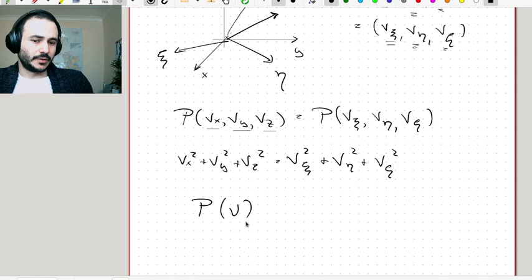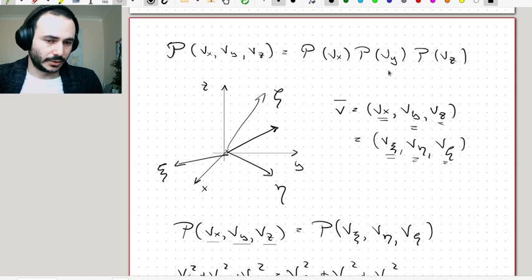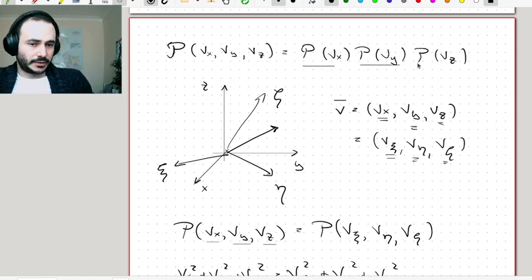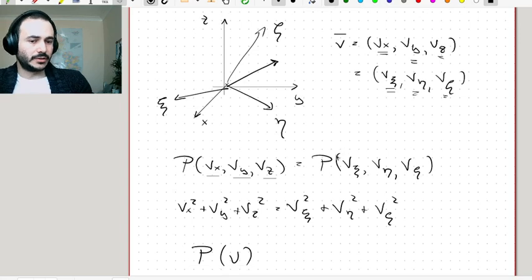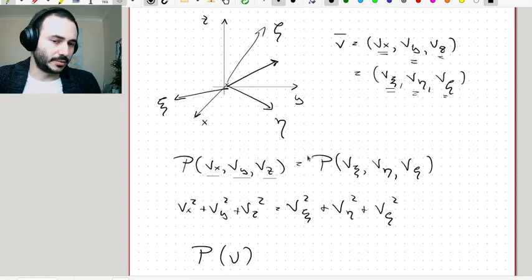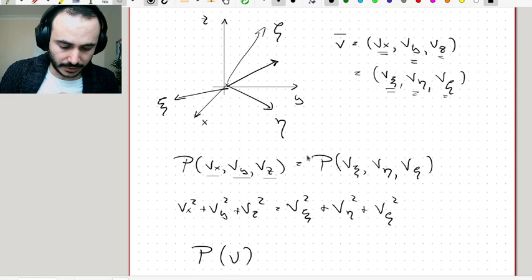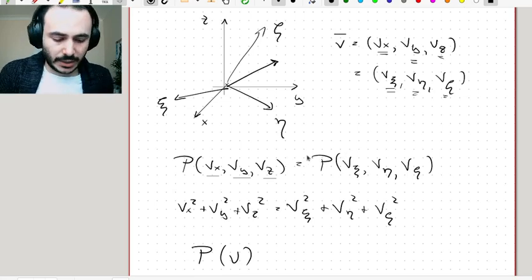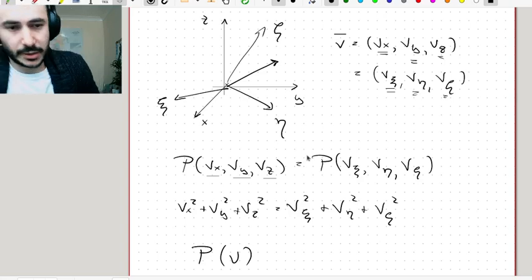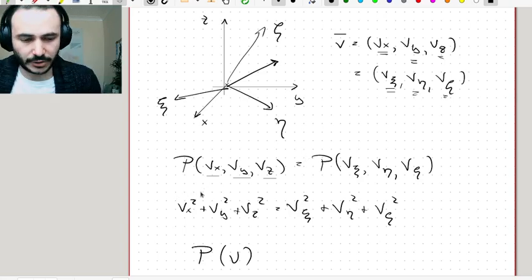It must depend only on the modulus. It cannot depend on individual components. And it has to factorize. And the different factors have to be identical. So with these stringent constraints on the probability distribution, there's only one possible function that can do that. And we are going to do that later, but that's of course the exponential. But we are going to do this at the very end of this lecture.